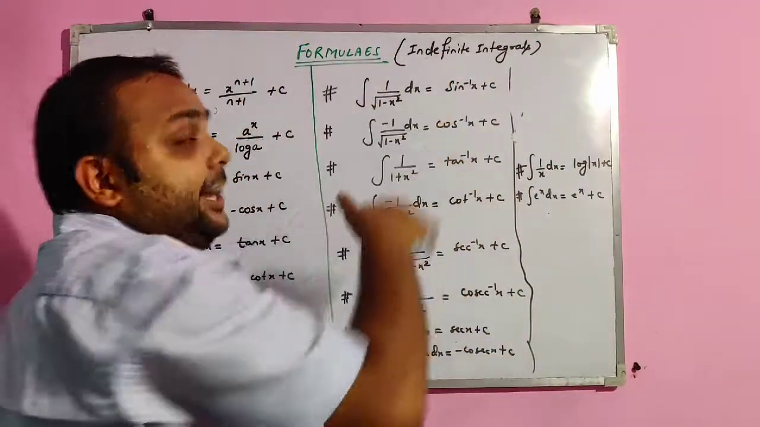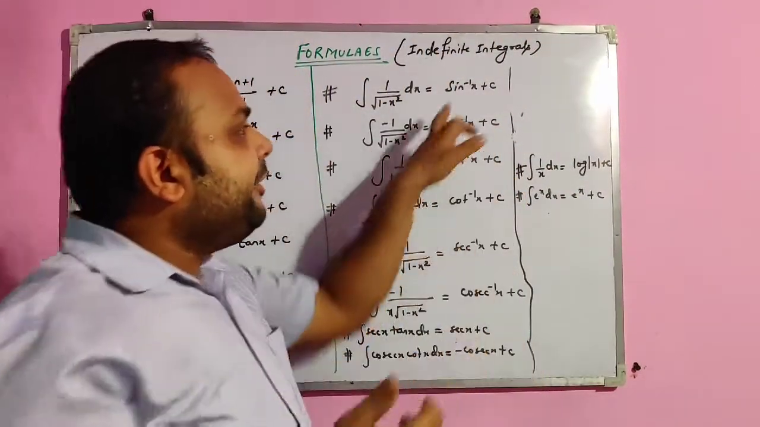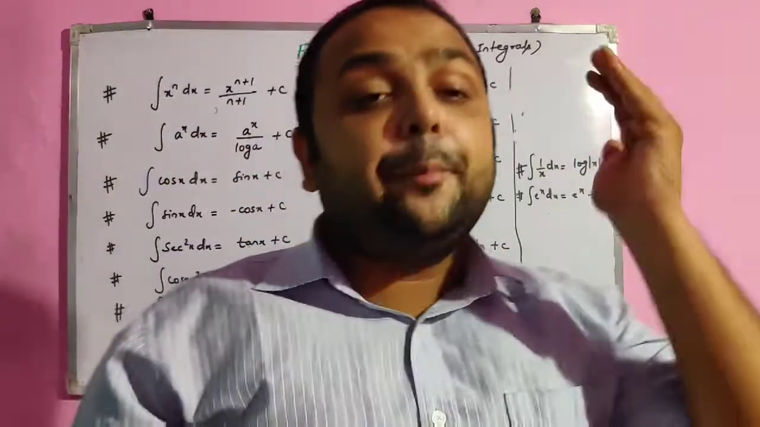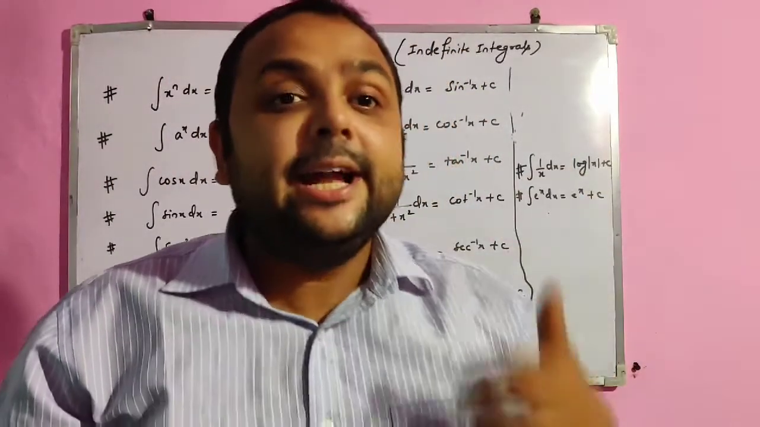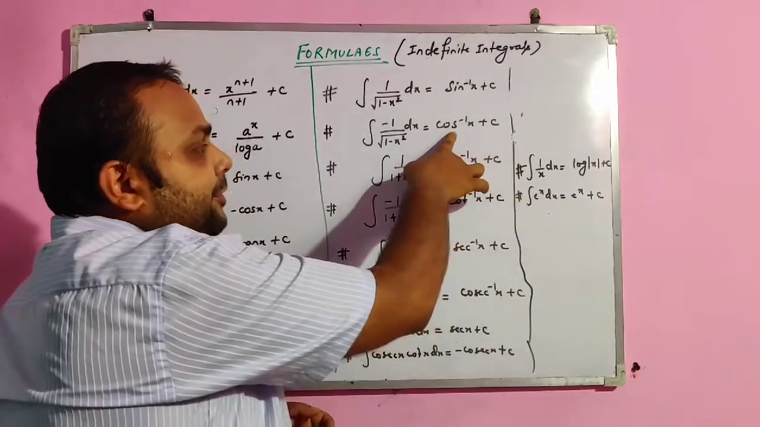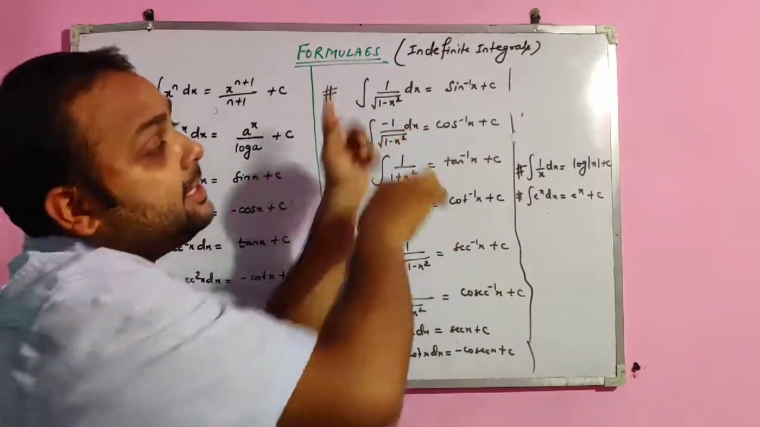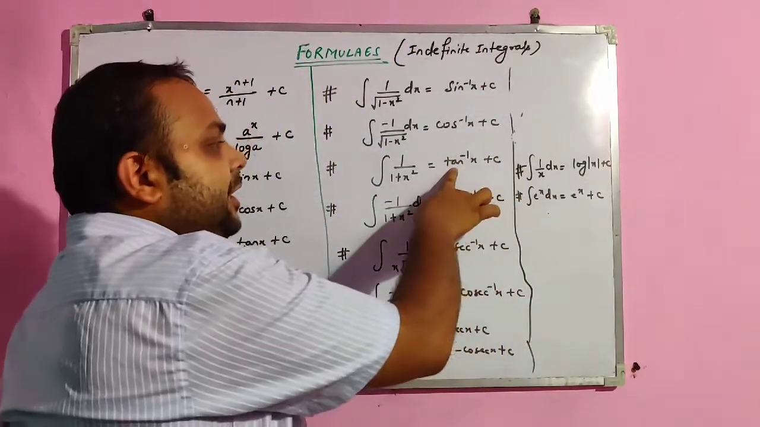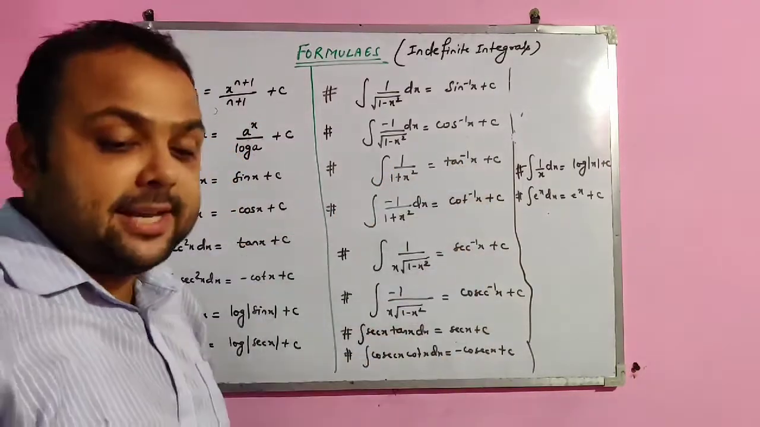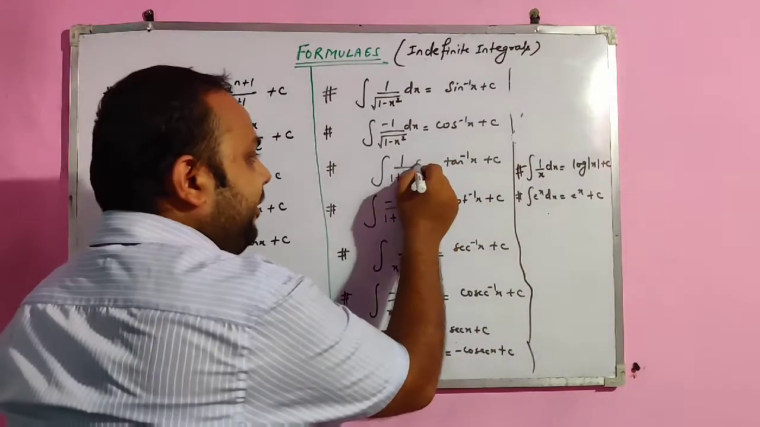Next is the inverse property. We all know the differentiation of sin inverse x is this. So the integration of 1 upon under root 1 minus x square dx is sin inverse x plus c. Differentiation of cos inverse x is the negative of this value, so the integration of this is cos inverse x. Differentiation of tan inverse x is this value, so integration of this is tan inverse x. We should write dx everywhere.